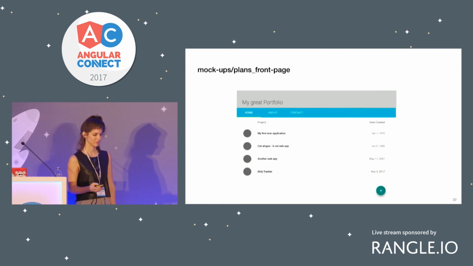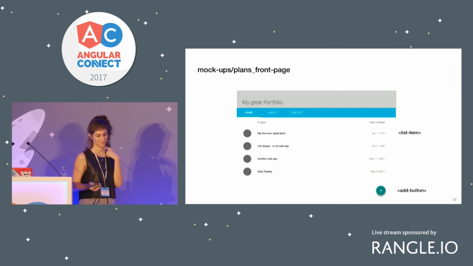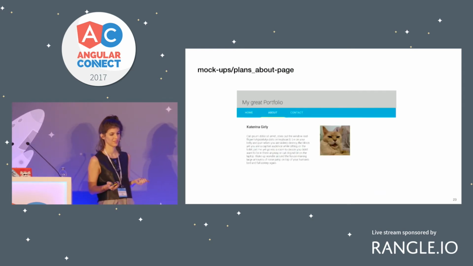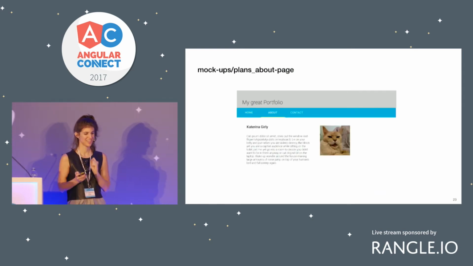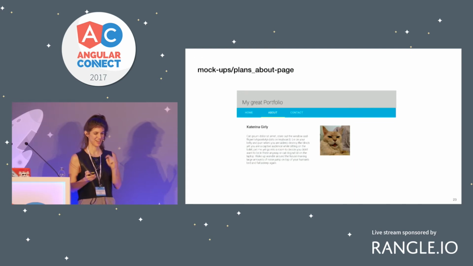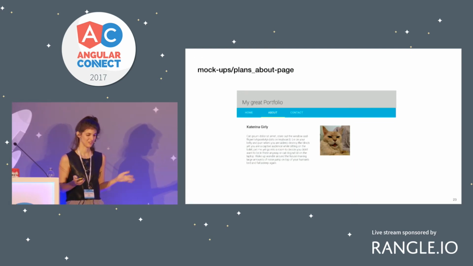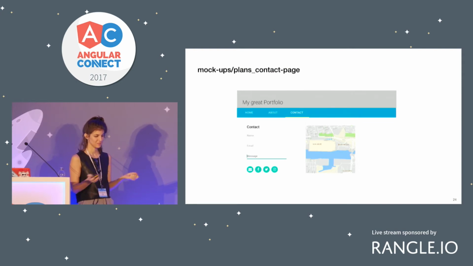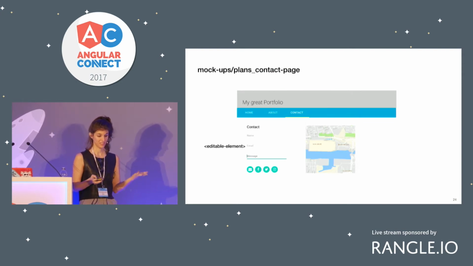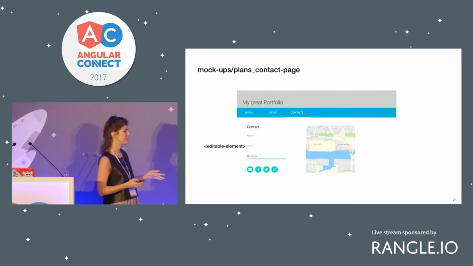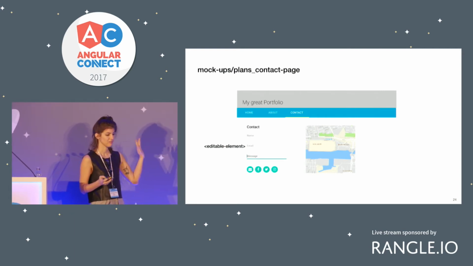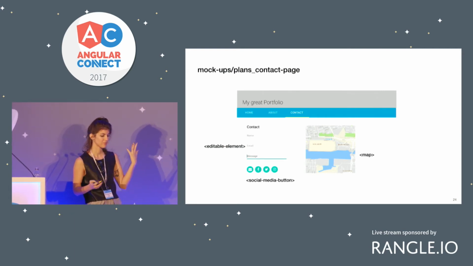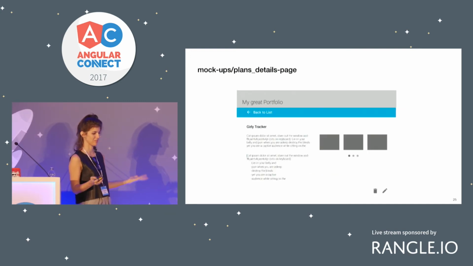So you would have your front page. And a new component would be a list item and an add button. You have, this is my cat again. The about page would have the header, of course, and the menu, and would have the text and the photo. The contacts page would have an editable element, which is going to repeat itself in the form. It would have the map, and you would have social media buttons.